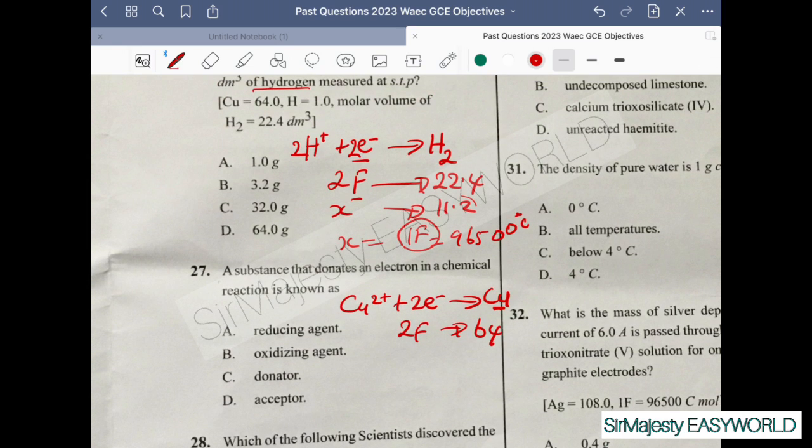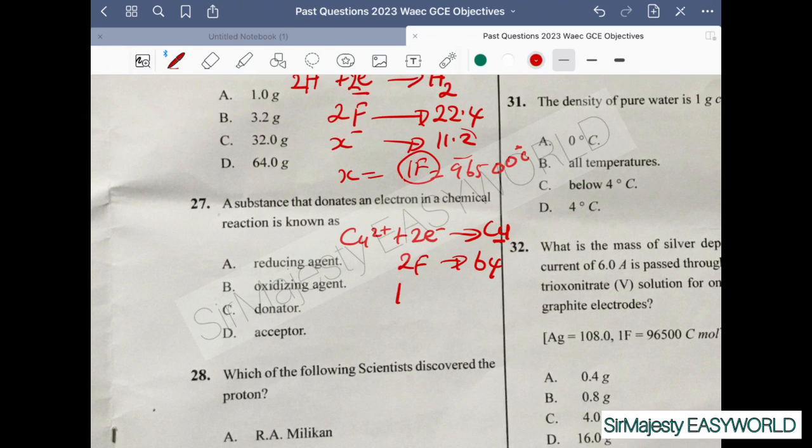They are asking us, the same quantity that gave us 11.2 of hydrogen at STP, what mass of copper will it give? And that quantity was 1F. So 2F gave us 64. 1F will give us X. 1F will give us automatically 32. So the answer is this. To solve, we call here X. That's 2X is equal to 64, such that X is equal to 64 divided by 2, which is 32. So we are done with that.